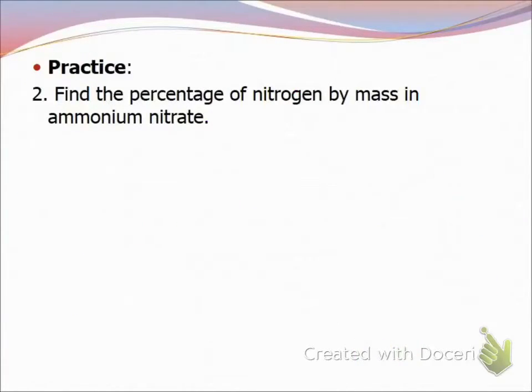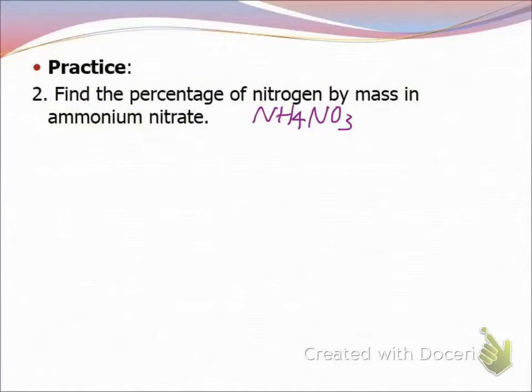Okay, this one says find the percentage of nitrogen by mass of ammonium nitrate. So in this case, we're just going to be doing nitrogen. We don't have to do the whole compound. But first, I have to know how to write ammonium nitrate. Who wants to tell me how to write that? NH4NO3. That is very good, Hussein. You're not looking at me. That's okay. All right, so NH4NO3.